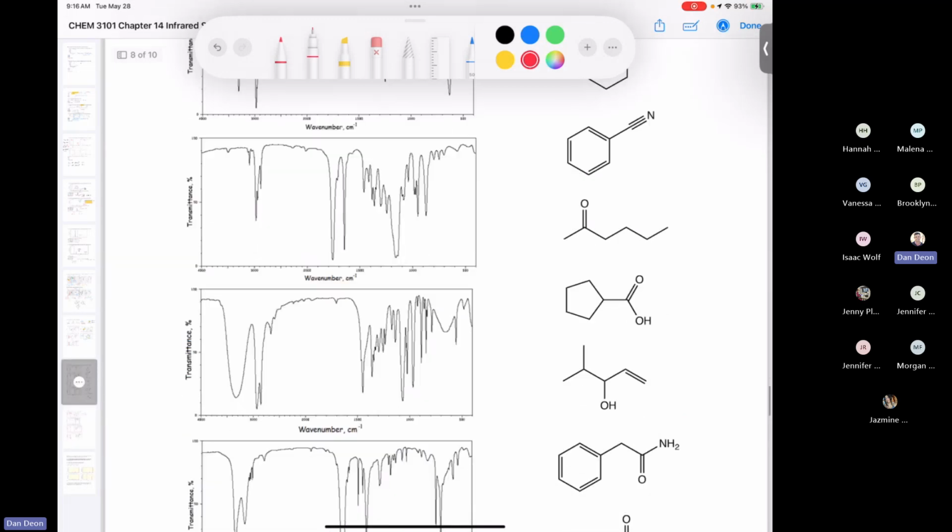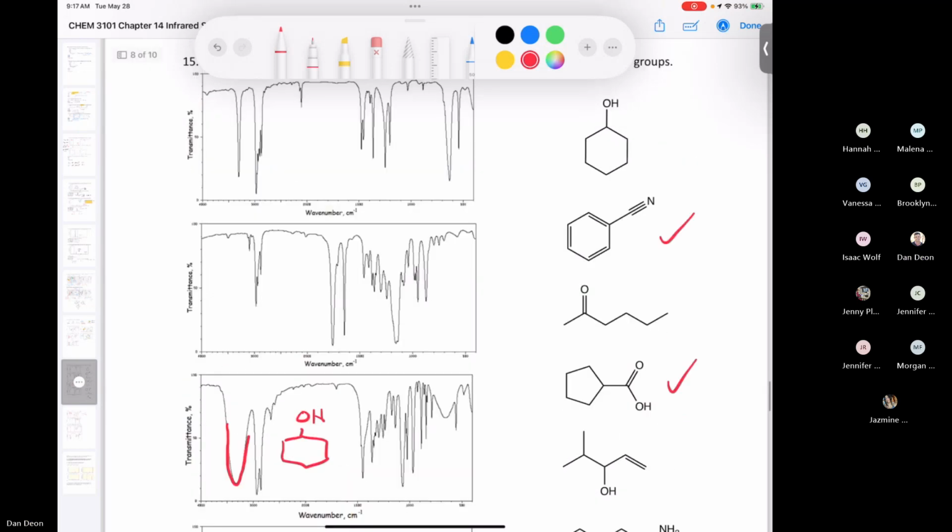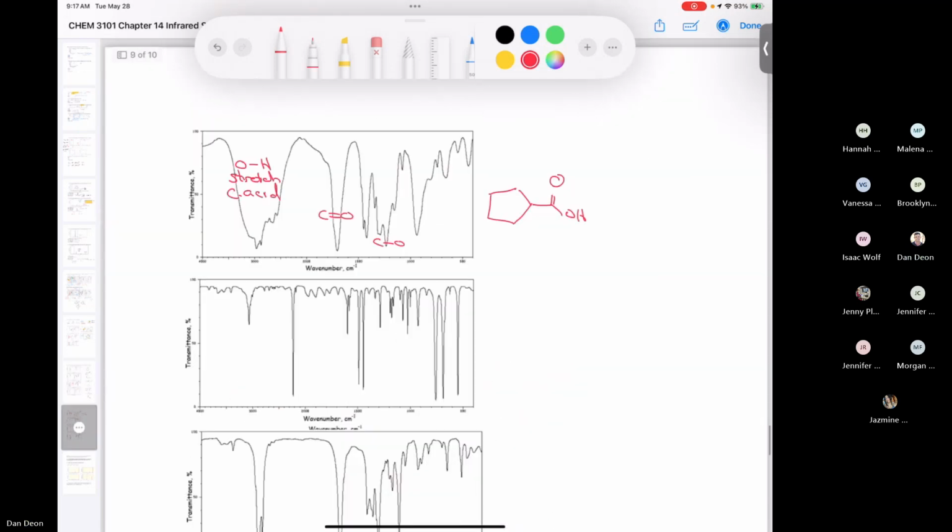I see an alcohol here. So this one has an alcohol in it, and there's only one alcohol in the whole bunch. And so this one must be this compound here. This is called cyclohexanol. So we've got this one done, and we've got this one done. Oh, actually, there's another alcohol. Shoot. Where's the other alcohol?